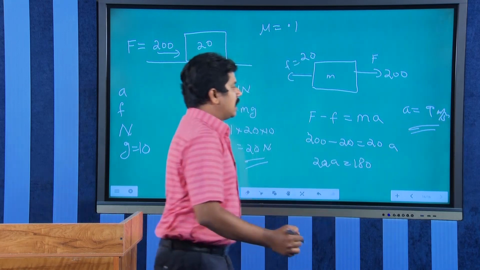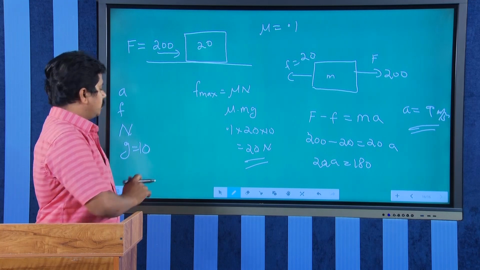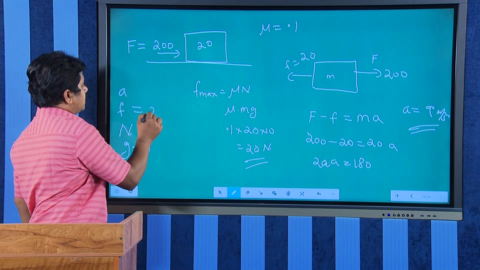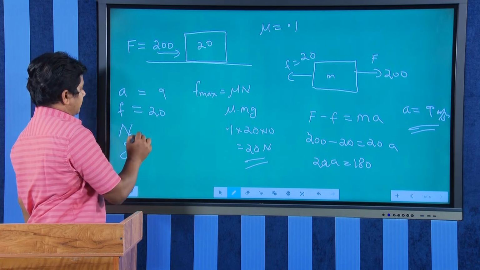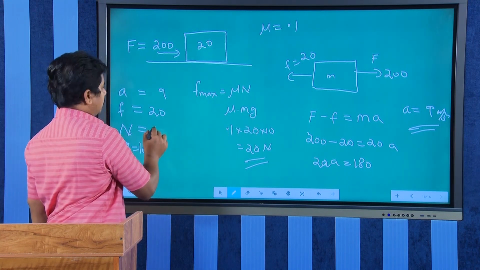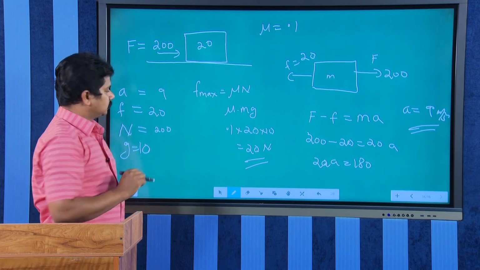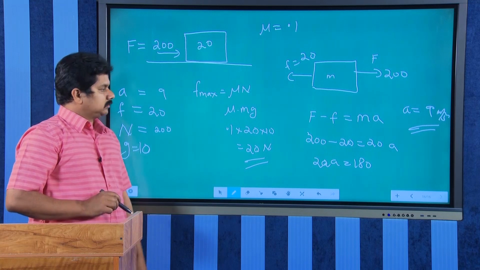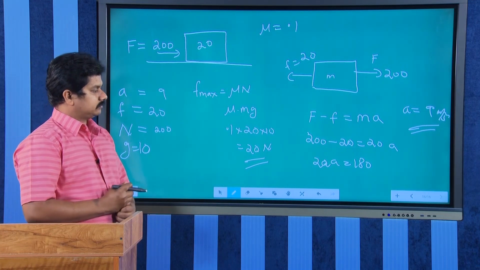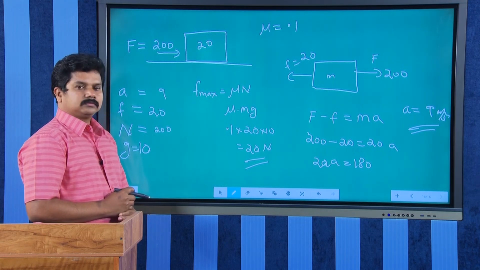So, that will be the acceleration of the block in this case, and the frictional force is 20. You are getting friction as 20, acceleration 9, and normal reaction is m g, which means 200. This is the result we get now. Clear?